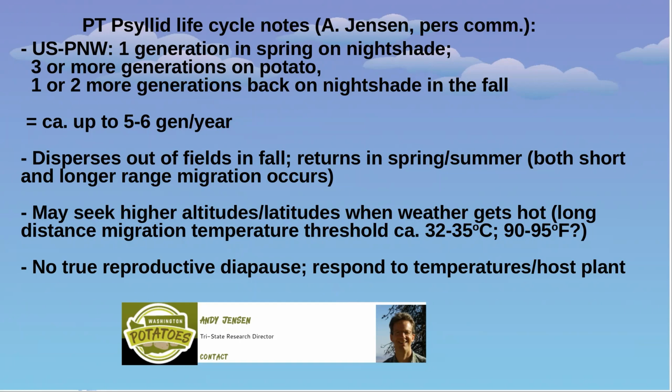And so his notes lend a lot of credibility to this whole hypothesis that they do succeed in overwintering on nightshade. He believes there's one full generation in the spring on this bittersweet nightshade and other wild hosts, and then there are 3 or more generations on potato. And then when they leave potato in the fall, they go back to the nightshade and they'll develop 1 or 2 more generations. So that adds up to 5 or 6 generations per year.